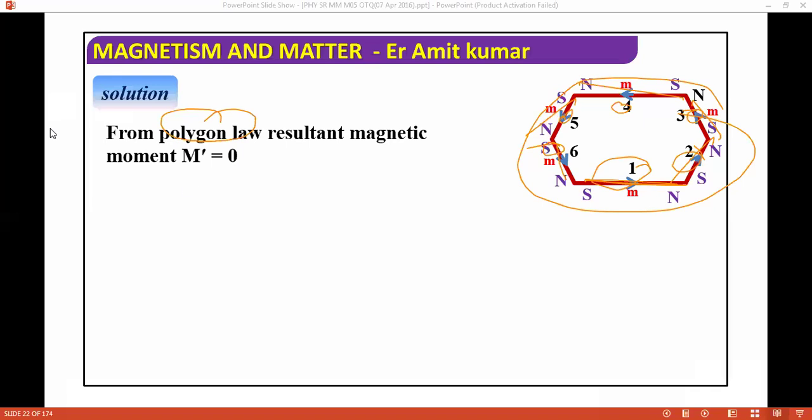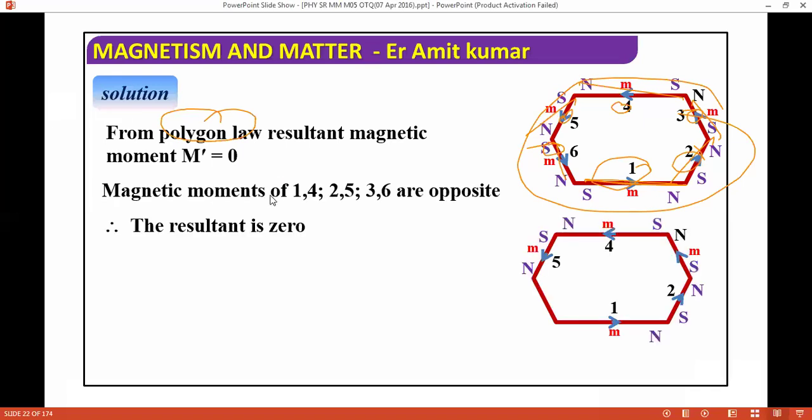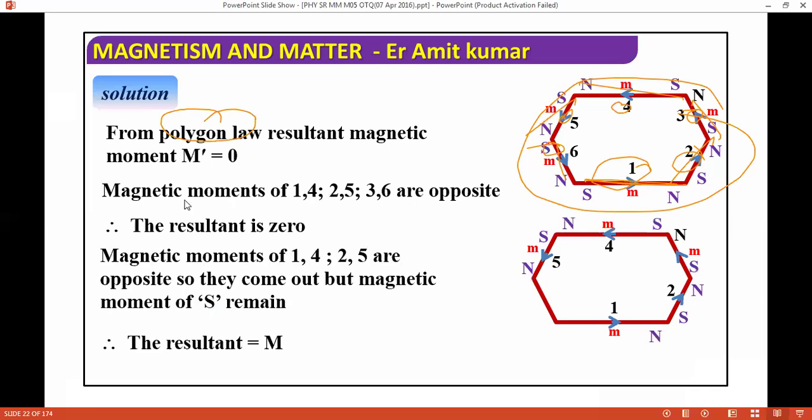Again, you can apply the same concept and the result is going to be 0. So what do you see? The magnetic moments of 1 and 4, 2 and 5, and 3 and 6 are opposite.